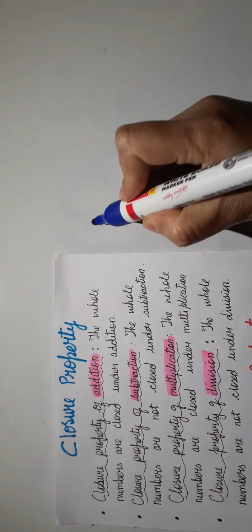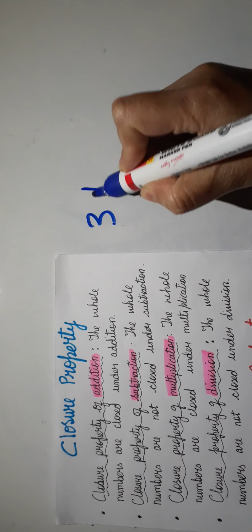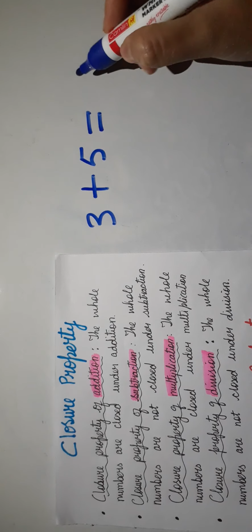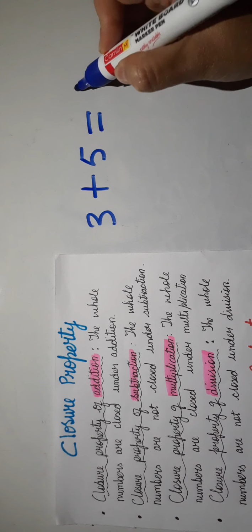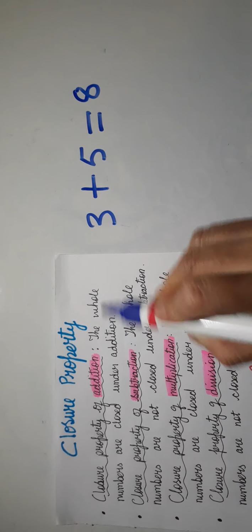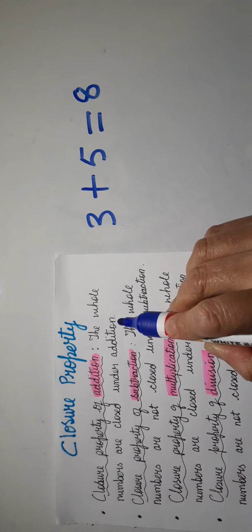What does that mean? Now, if I take one whole number, I plus with another whole number, the answer that I get, or the sum, is still a whole number. That's why whole numbers are closed under addition.